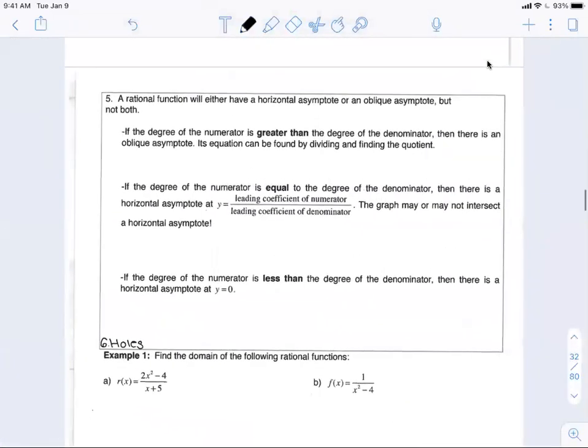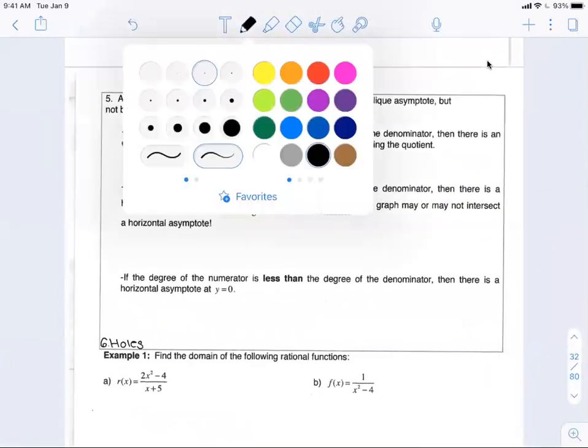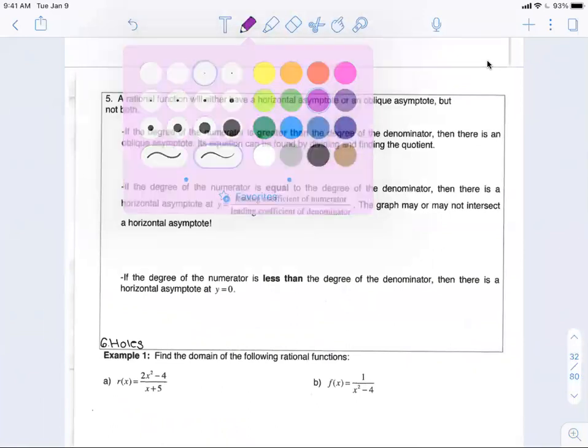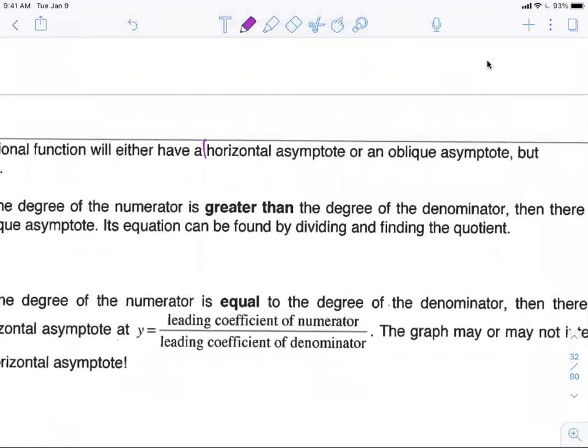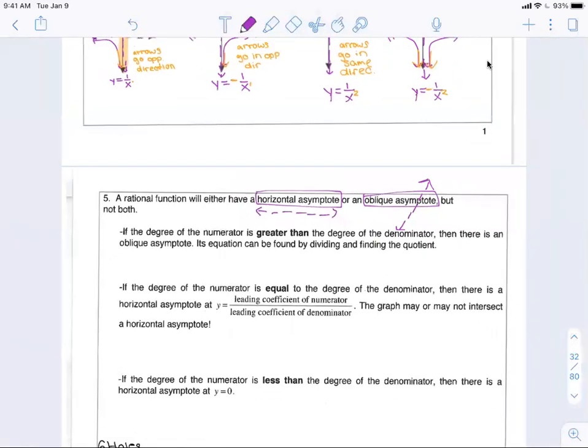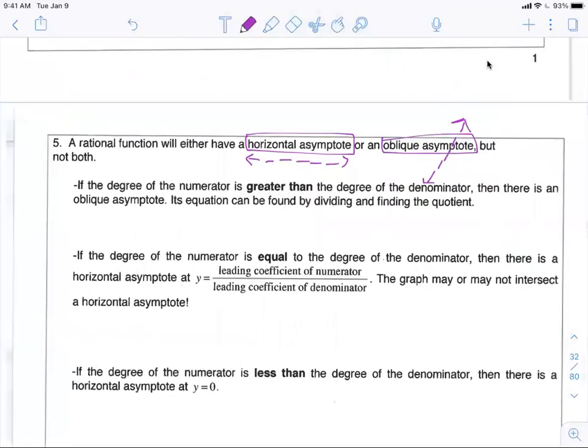Okay, so you could have either a horizontal asymptote or an oblique asymptote. So we're going to talk about those two things. A horizontal asymptote, just like it sounds, horizontal, dashed. Oblique asymptote is going to be something like a linear equation. Sometimes you're going to see it be U-shaped, but it's not going to be horizontal or vertical, okay?